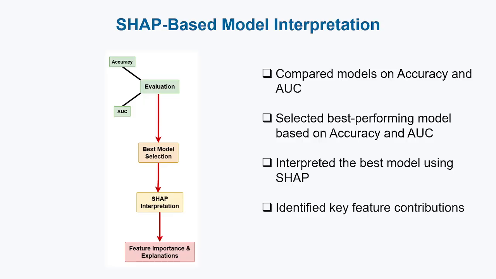After evaluation, we compared models on accuracy and area under the receiver operating characteristic curve, or AUC. Then we selected the best performing model based on AUC and accuracy. Then we interpreted the best model using SHAP, and identified key feature contributions.